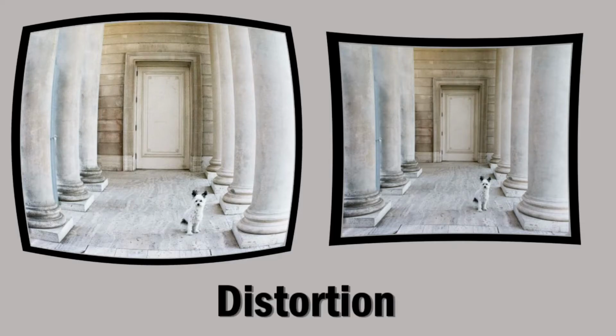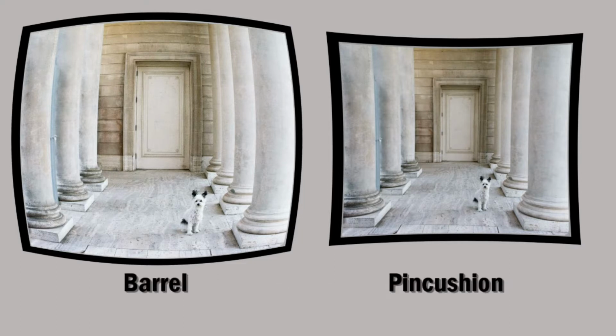Distortion. Here I'm showing two kinds of distortion. Usually it's not a problem unless you're shooting a building or a cereal box. Keeping straight lines straight, that's what a good lens should do. Or if not, fix it in post.